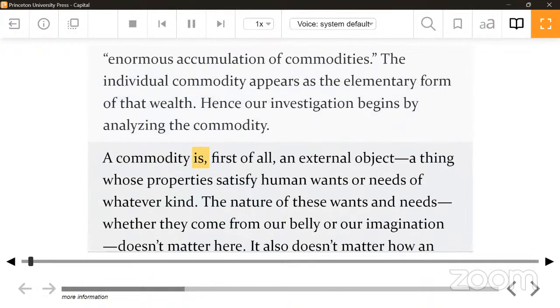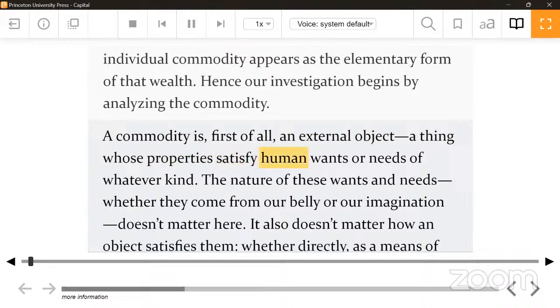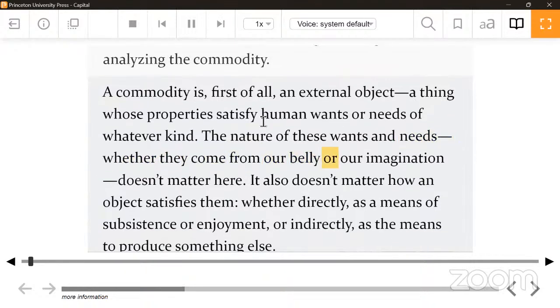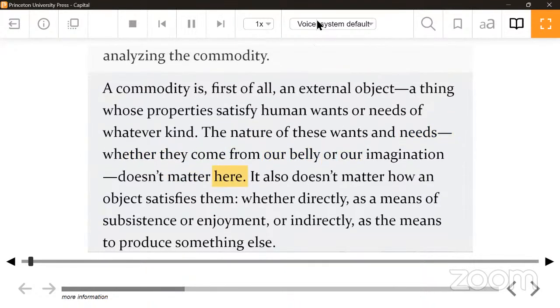A commodity is, first of all, an external object, a thing whose properties satisfy human wants or needs of whatever kind. The nature of these wants and needs, whether they come from our belly or our imagination, doesn't matter here.